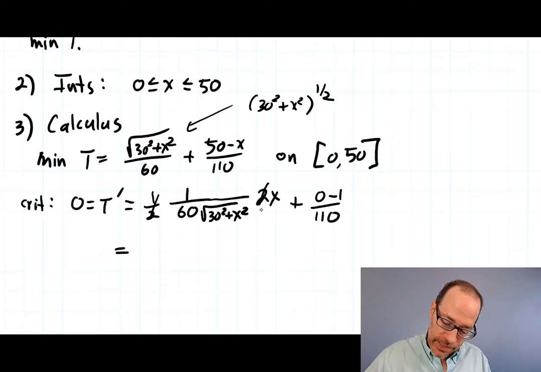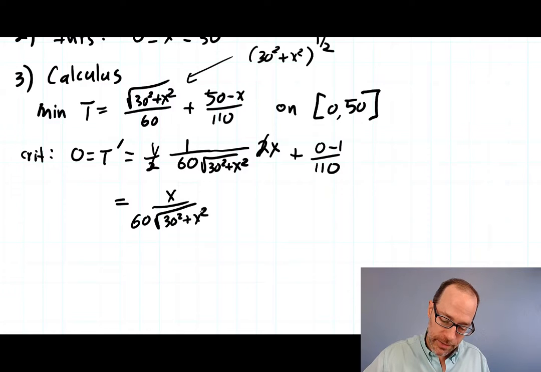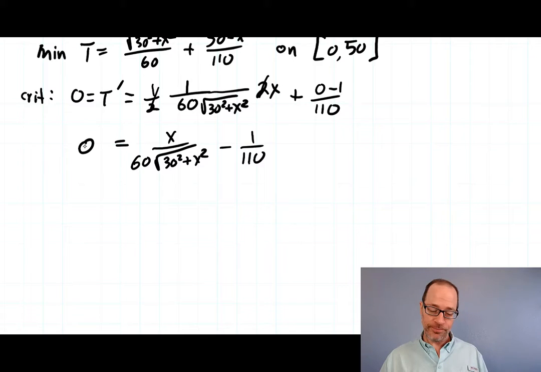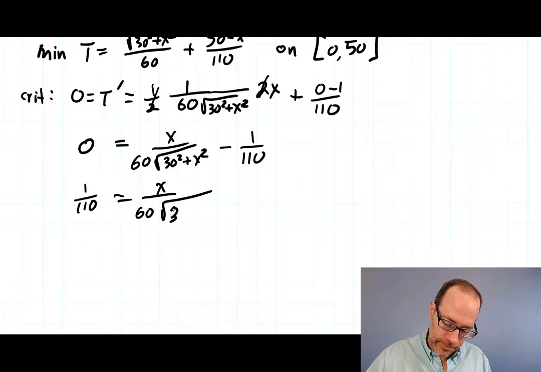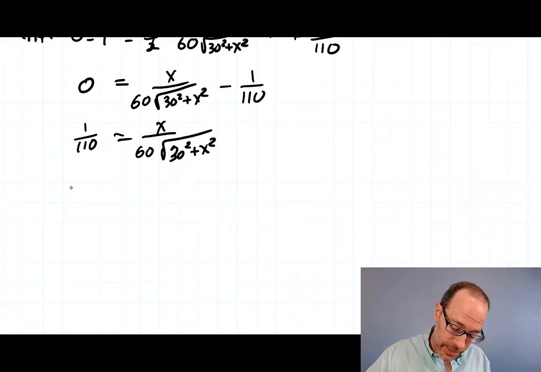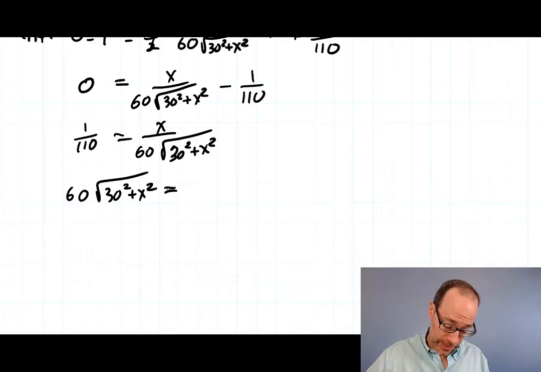All right, so the 2's will cancel here, and we end up with x all over 60 square root of 30 squared plus x squared minus 1 over 110. All right, well, we want to know when that is 0. So put the 110 on the other side. And then multiply by the denominator on the right side, so you get 60 square root of 30 squared plus x squared equals 110x.